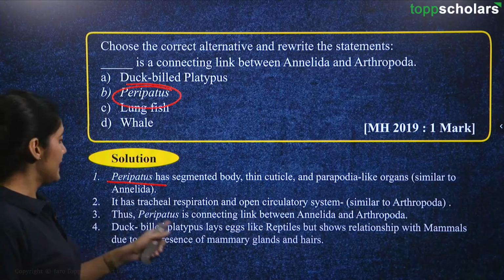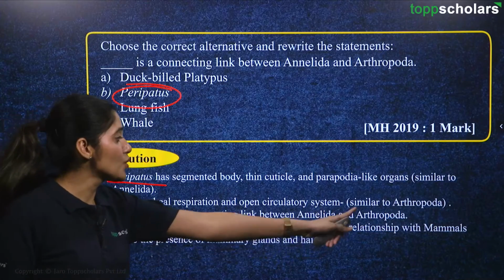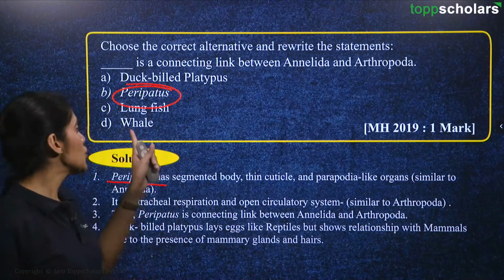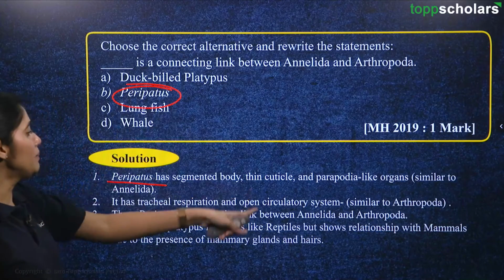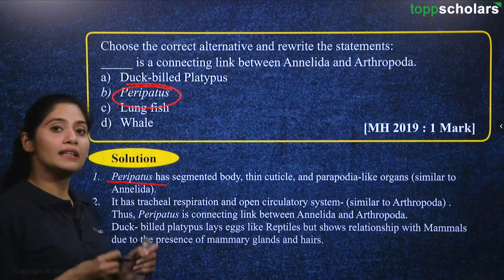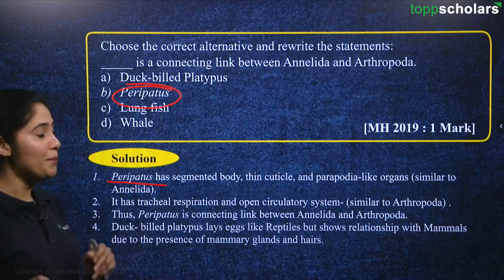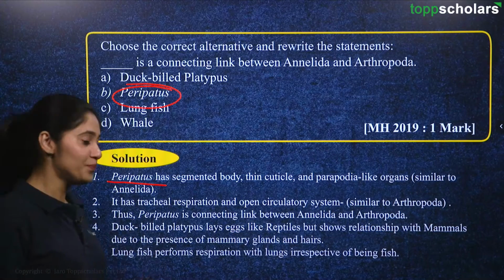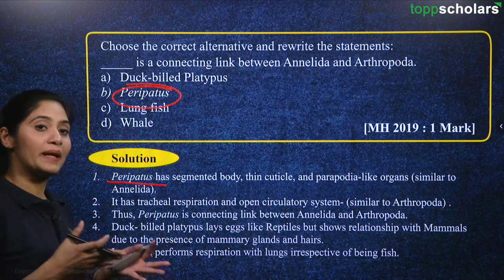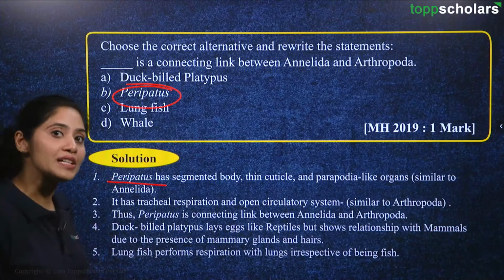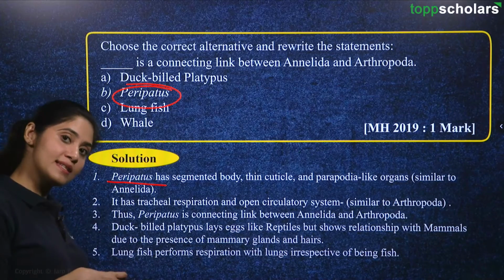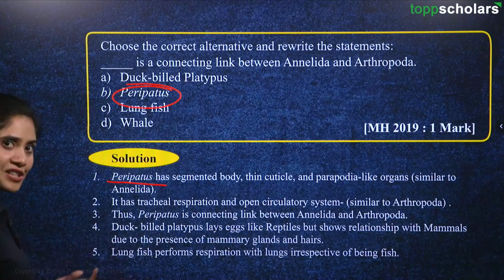Duck-billed platypus lays eggs like reptiles but shows relationship with mammals due to the presence of mammary glands and hair. That is the reason why duck-billed platypus is a connecting link between reptiles and mammals. Lungfish performs respiration with lungs irrespective of being a fish, so it is a connecting link between amphibians and fishes.